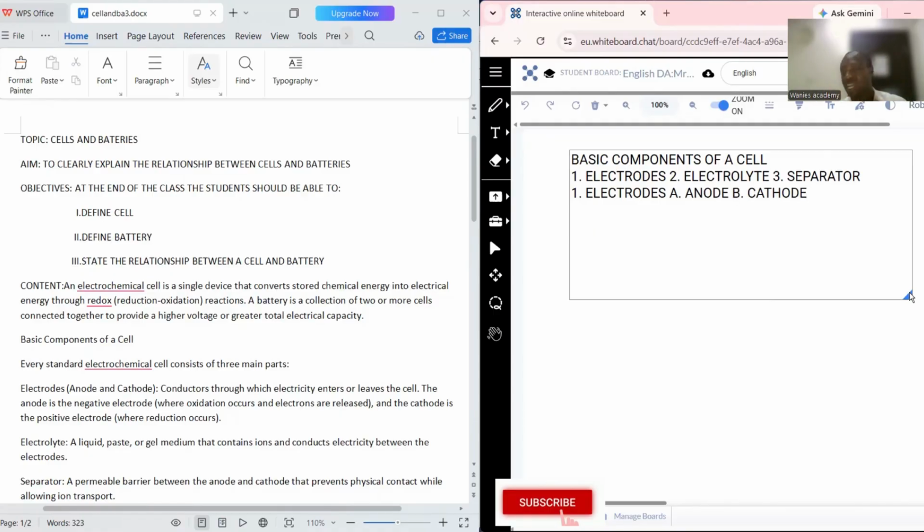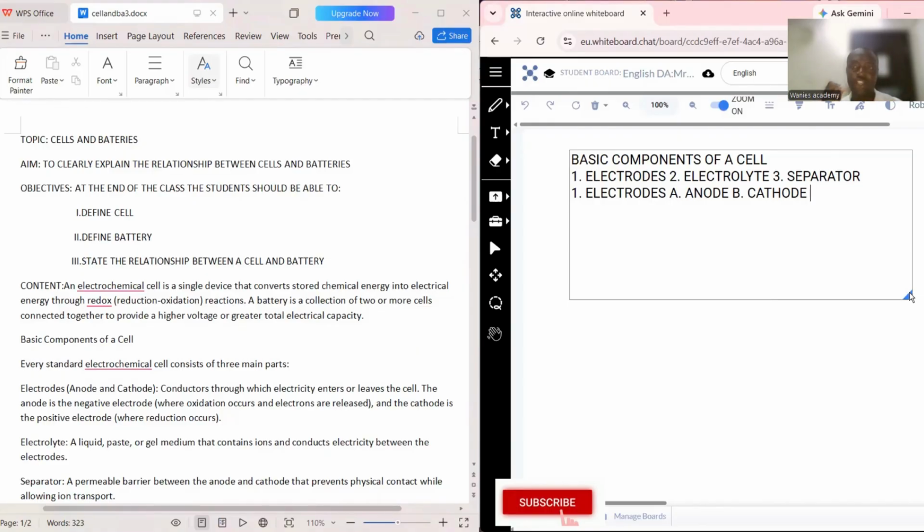Now let's look at what the anode is. The anode can function either as a positive electrode or as a negative electrode, depending on how the electrochemical cell is set up. So basically, an anode can be made to function as a positive electrode or a negative electrode, depending on how the cell is set up.